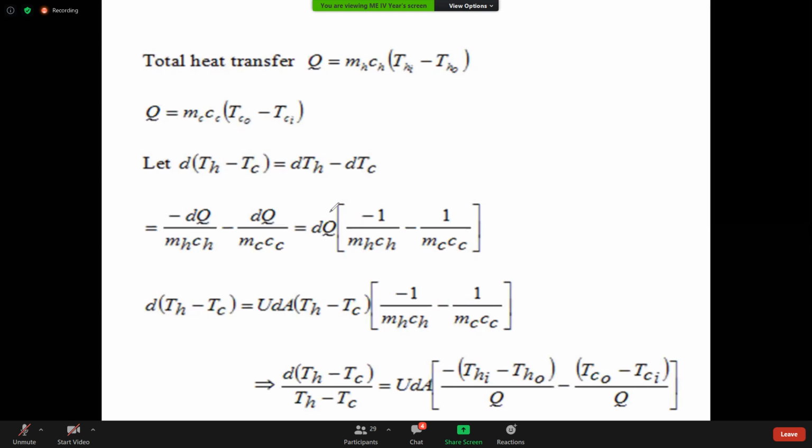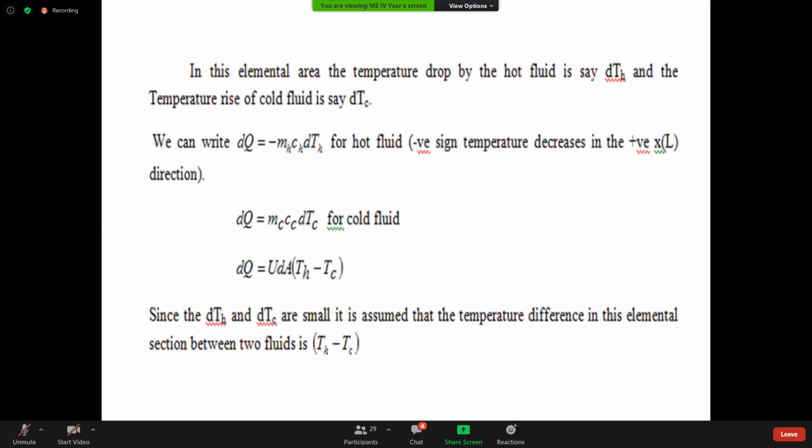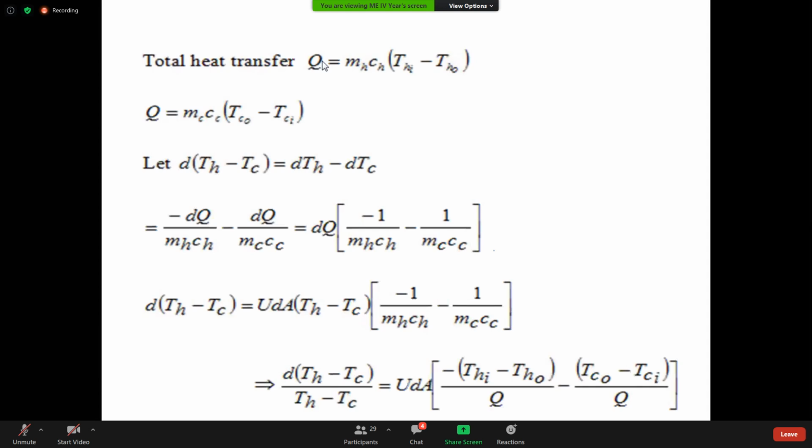Next, I know what dq is. dq is equal to U into dA into (TH minus TC). That is small dq. I'll go back again to this one. That means in place of dq I have substituted this, right? The same thing I'm doing. In this equation, in place of dq, I have substituted this term.